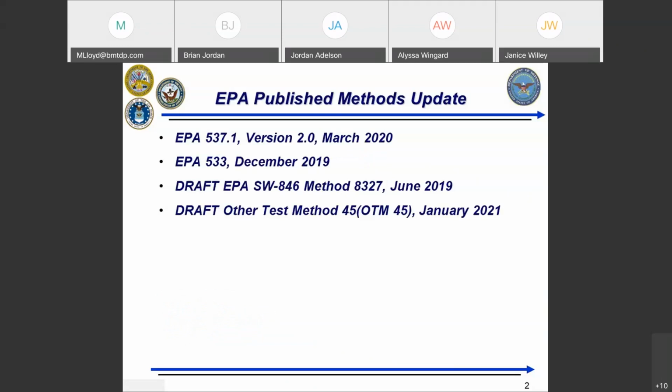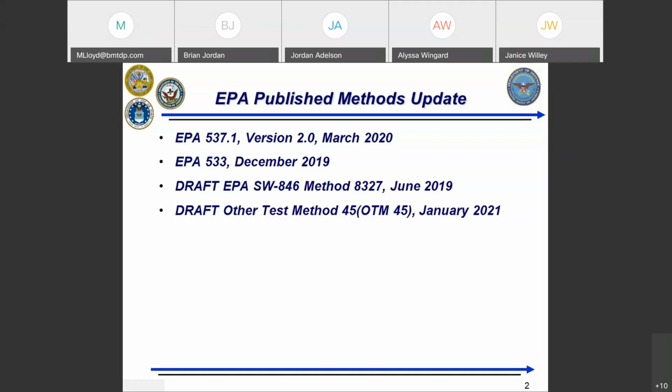When it comes to published EPA methods, some progress has been made in the past year. A new version of 537.1 was issued to make some clarifications and corrections. This method, along with EPA 533, have recently been proposed for use under UCMR 5. SW846 method 8327 still has not been issued as a finalized method, and as I stated last year, is considered by the DoD to be a screening method and is not to be used for the collection of definitive data for the DoD. And lastly, this year, we actually got a new method.